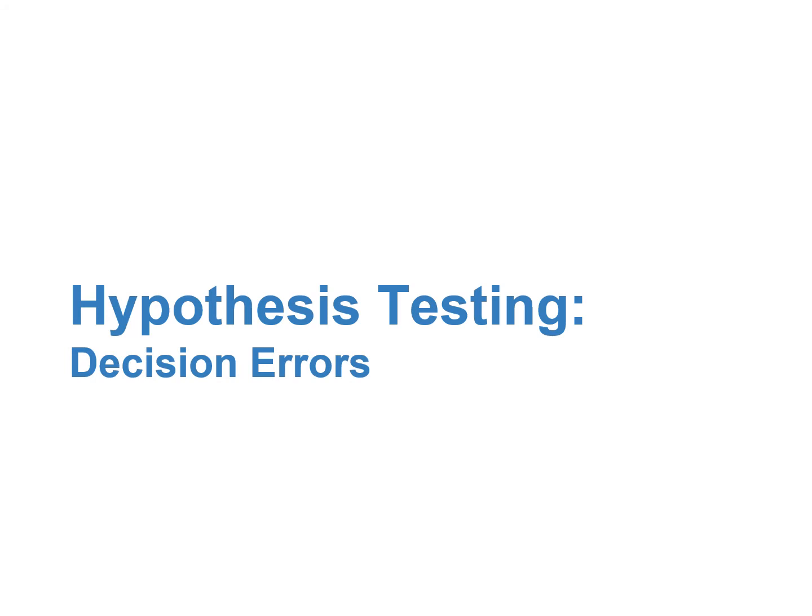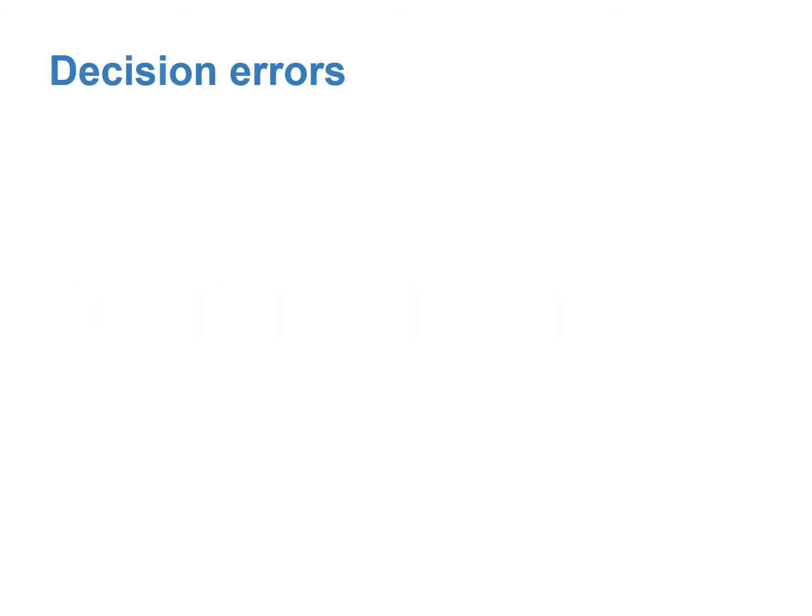This video talks about the types of decision errors we can make when we do hypothesis testing. Hypothesis tests are not flawless. When we're using data from only part of the population, the sample, to try to make conclusions about what's true in the whole population, even if we conduct our test properly, it's always possible that we could make a mistake.